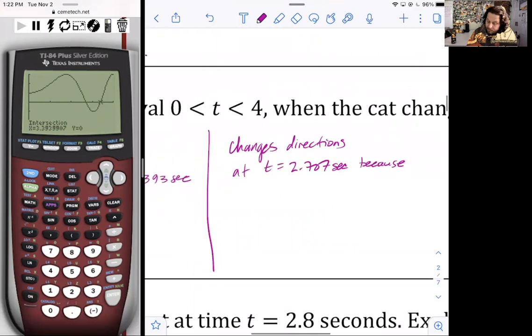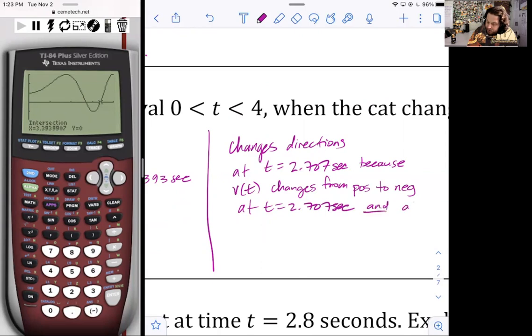Because v of t changes from what to what? For the smaller of the two. Positive to negative, right? Above to below. At t equals 2.707 seconds. We say it again. And at t equals the next one, 3.393.